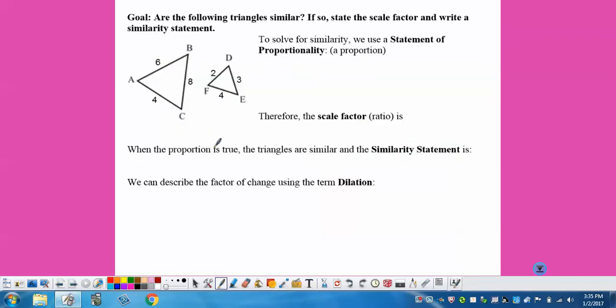So, our next goal: are the following triangles similar? If so, state the scale factor and write a similarity statement. In order to solve for similarity, we use a statement of proportionality, which is a proportion. In order to figure out that proportion, we're going to pair up. Let's start with the shortest side. So the shortest side here is AC, because it's only 4. AC over, what's the shortest side in our small triangle? DF.